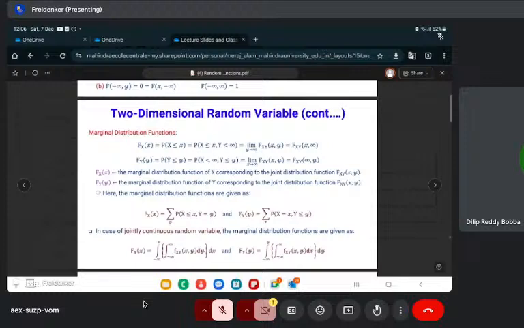So don't integrate your CDF. If you want to find the marginal CDF of x, you have to take the limit y tending to infinity. Whose limit are we supposed to take? The limit of the joint CDF. That's given here. That's fine.